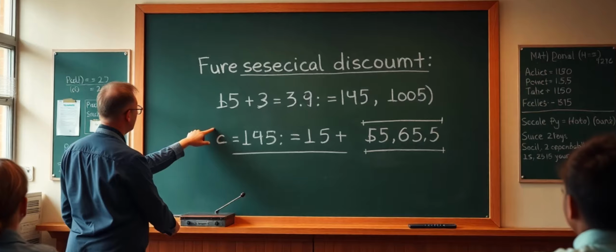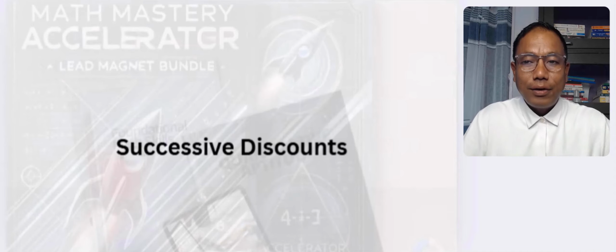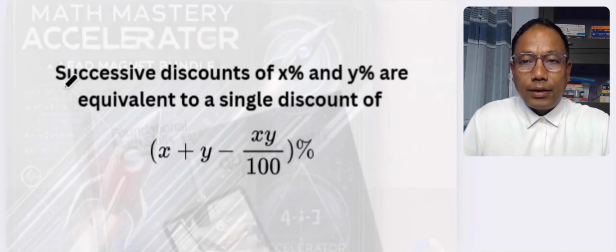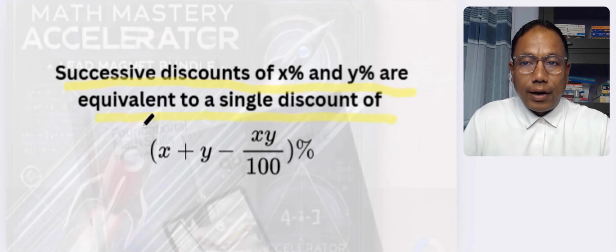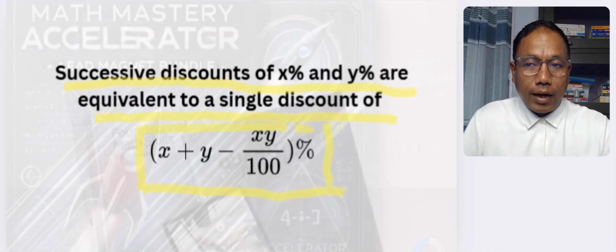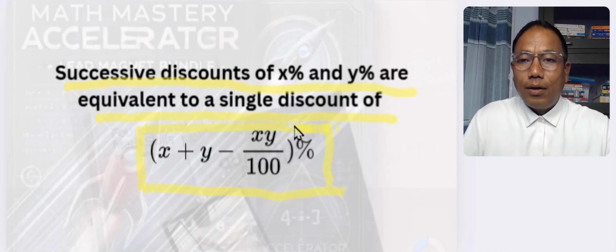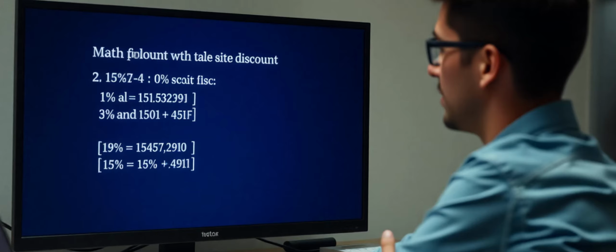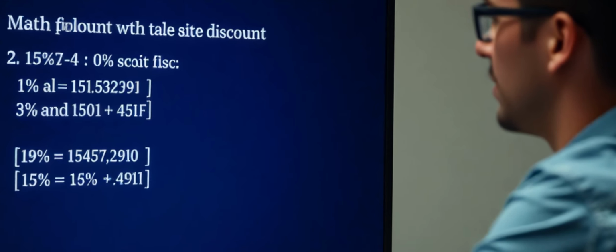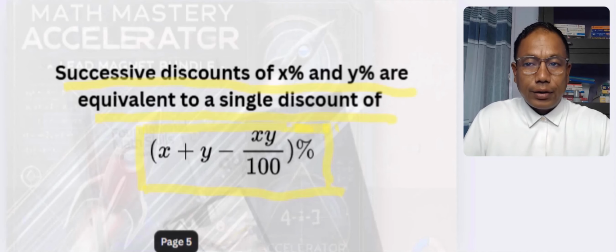Today we'll be working on successive discounts. First, let's learn about this formula. Successive discounts of X% and Y% are equivalent to a single discount of X plus Y minus XY by 100. Now let's apply this formula in the first question.